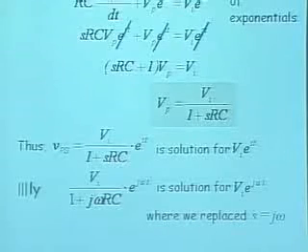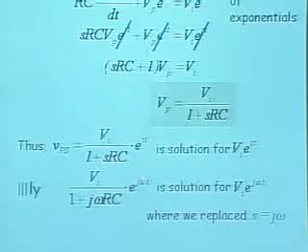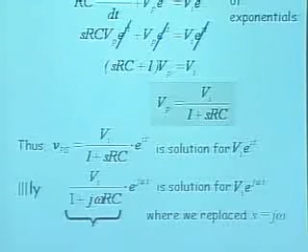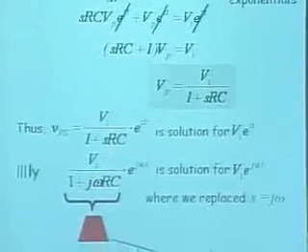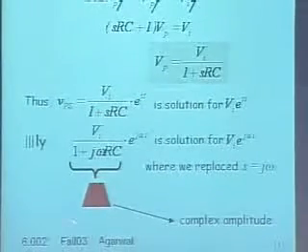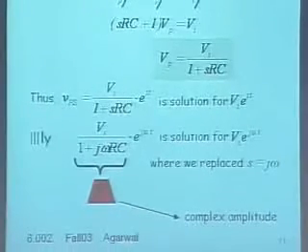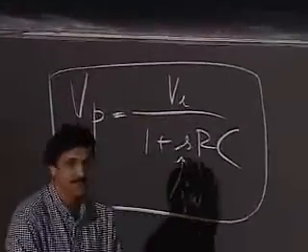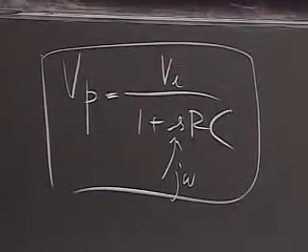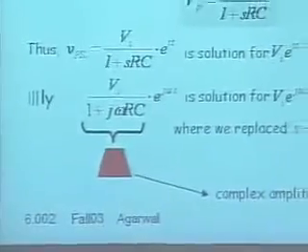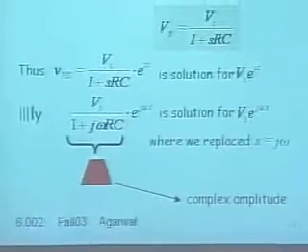Okay, so this is a solution for e to the st. And so this is the solution for e to the j omega t. And let me mark this for you as something to remember. Okay, VI divided by 1 plus j omega RC. So in terms of that, I'm substituting j omega for S, and this is a complex number. It's a complex amplitude. It's a complex number because of the j here, and it multiplies e to the j omega t. Just keep this in mind.